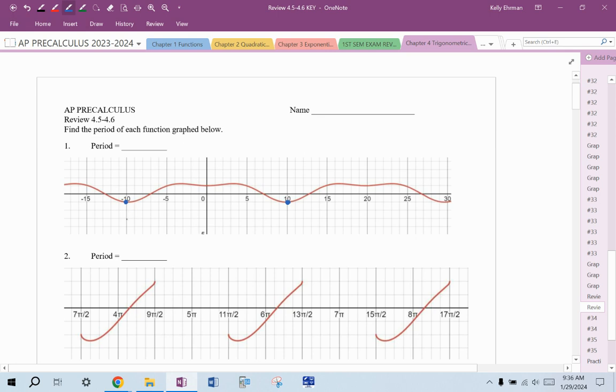So I'm going from -10 to 10. That's a distance of 20 units. So that is the period, 20. And that would be 20 radians for this particular graph.